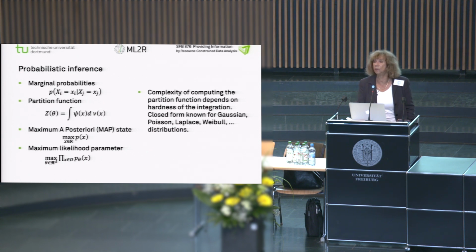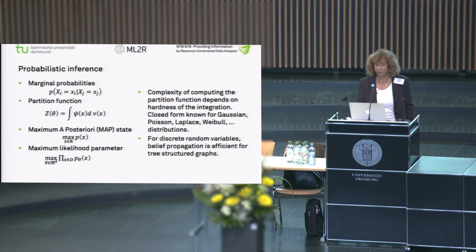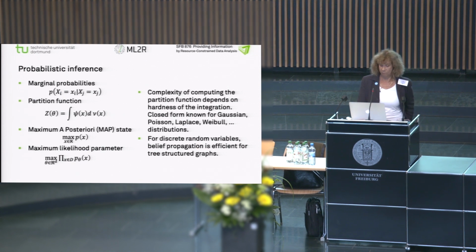That means you have to look up whether for the distribution that you are dealing with, you actually have such a solution or not. Then for discrete random variables, belief propagation is efficient if you have a tree-structured graph.